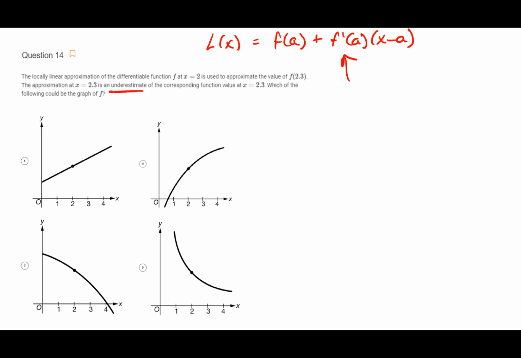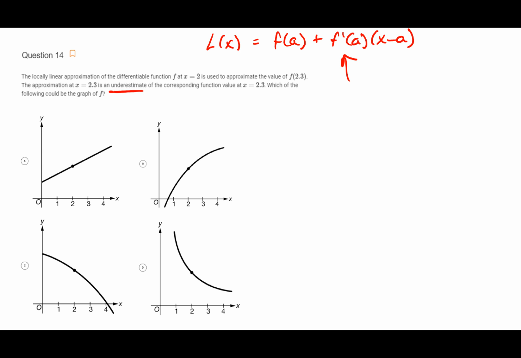If I look at B and I drew a tangent line here, it's going to come above my curve. And so if I went out to 2.3, I'm actually above my curve, and that would be an overestimate. Make sense? If I look at C, I drew a tangent line here and I go out to 2.3, I would be above my curve. So again, that's an overestimate. If I went on this one and drew my tangent line, I go out to 2.3, I'm below the curve, that would be the underestimate.